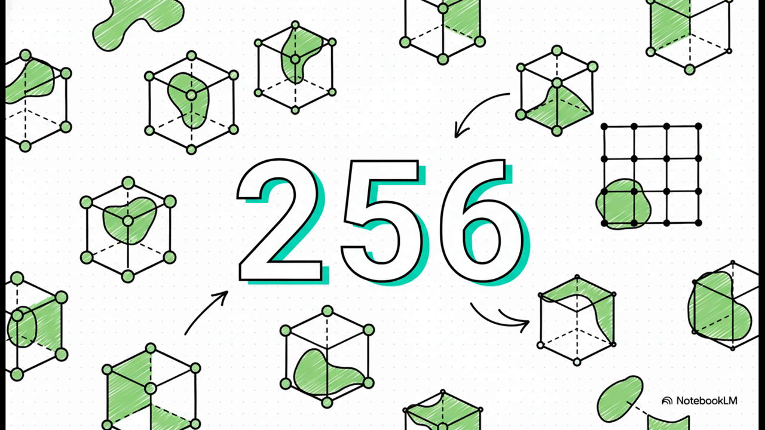Now, here's where your brain might start to hurt a little bit. With 8 corners, and each one can be either in or out, well, that means there are 2 to the power of 8, or 256 different ways that a surface could possibly slice through this one little cube. Trying to calculate the geometry for all 256 of those possibilities on the fly for millions of cubes, that would have been computationally brutal back in 1987.